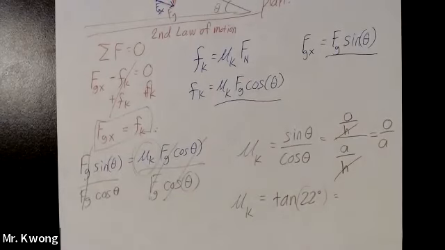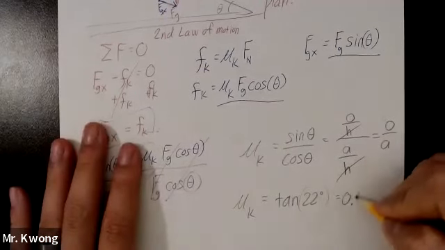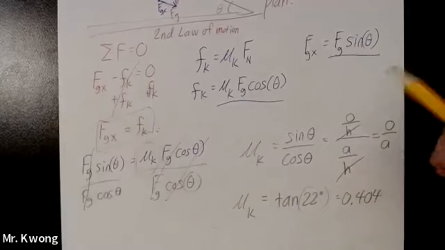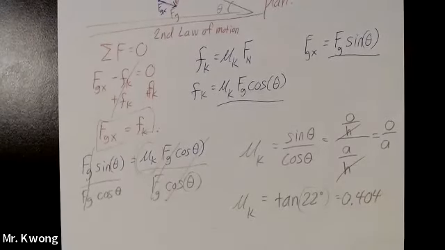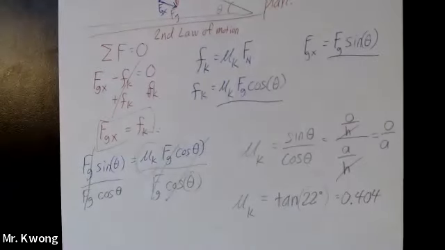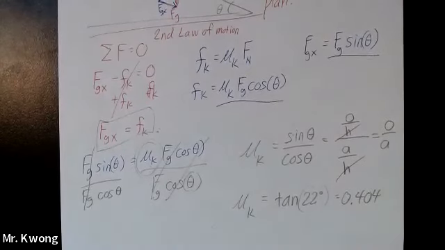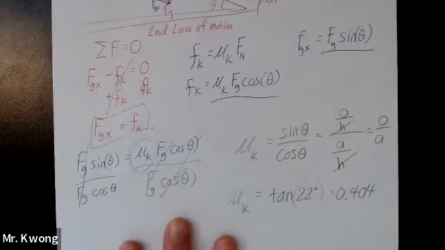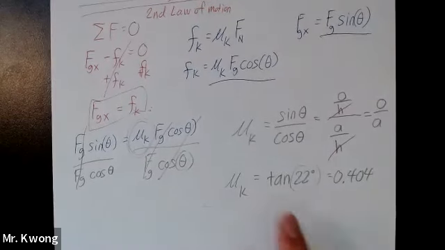And when you have the tangent of 22, of course, you should get something like 0.4. Yeah, my calculator gives me 0.404 for the coefficient of kinetic friction. Maybe your calculator gives you something slightly different. Any comments or questions about what we did here in our plan? The calculation step was really short.